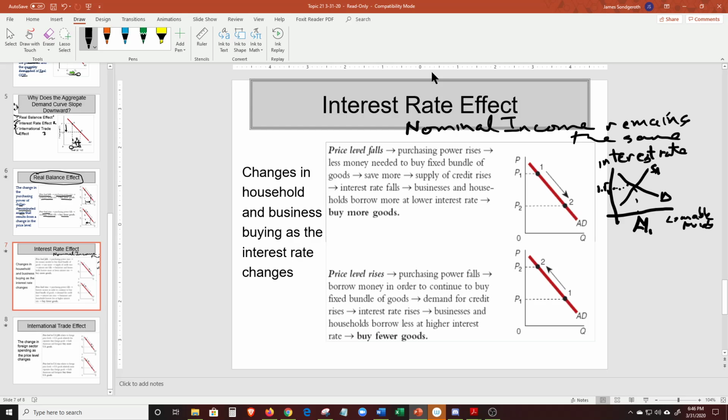And then because purchasing power rises, you save more. So the supply curve shifts out, taking us to interest rate 2. Interest rates fall. Because interest rates fall, businesses and households borrow more and spend it. That's what's happening here. And it reverses down here. If price level rises, your income isn't buying much. You have to borrow money in order to continue to buy the same amount of goods you were buying before because your nominal income has not changed.